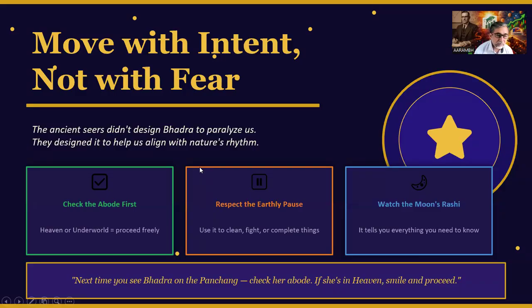Move with intent, not with fear. The ancient seers didn't design Bhadra to paralyze us. They designed it to help us align with nature's rhythm. Check the abode first. Heaven or underworld, proceed freely. Respect the earthly pause. Use it to clean, fight, or complete things. Watch the moon Rashi; it tells you everything you need to know. Next time you see Bhadra on the Panchang, check her abode. If she is in heaven, smile and proceed. I hope this helps you understand how to follow Bhadra.